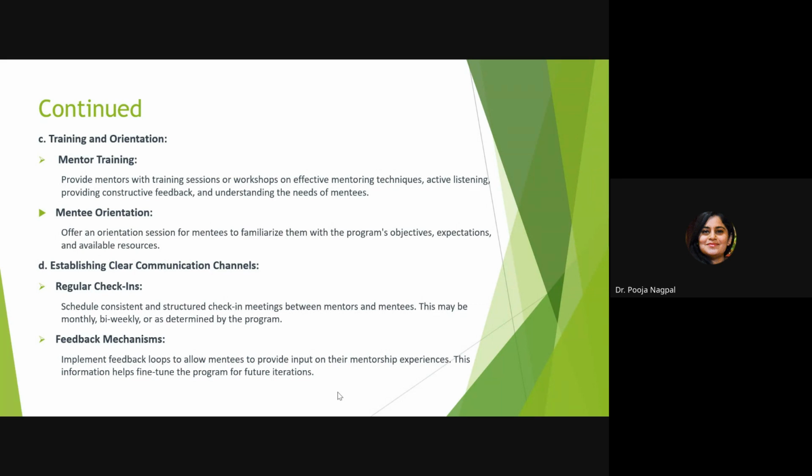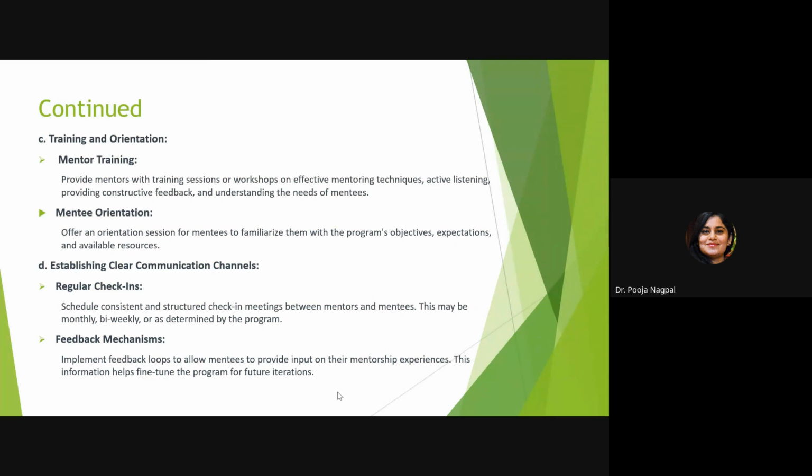So, establishing clear communication channels. Regular check-ins: schedule consistent and structured check-in meetings between mentors and mentees. This may be monthly, bi-weekly, or as determined by the program. I've seen that in many universities this is done weekly. Feedback mechanism: implement feedback loops to allow mentees to provide input on their mentorship experiences. This information helps fine-tune the program for future iterations.